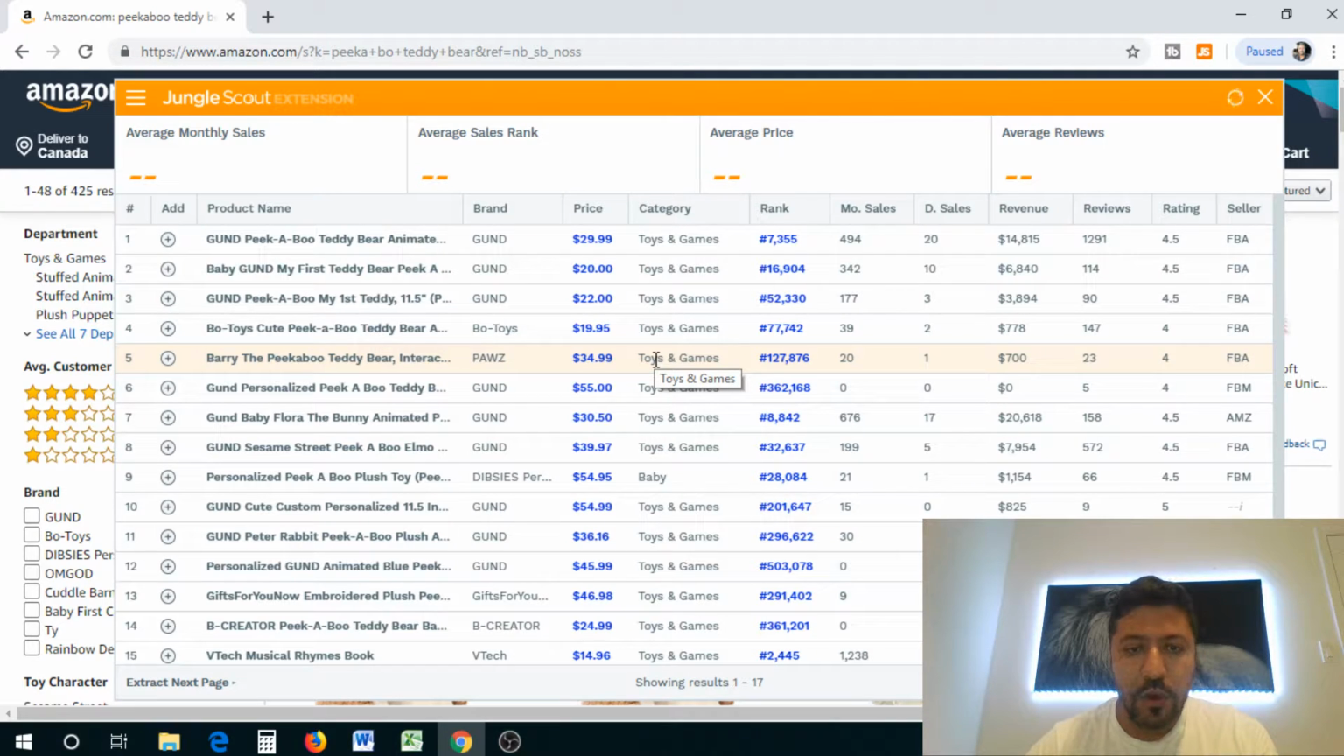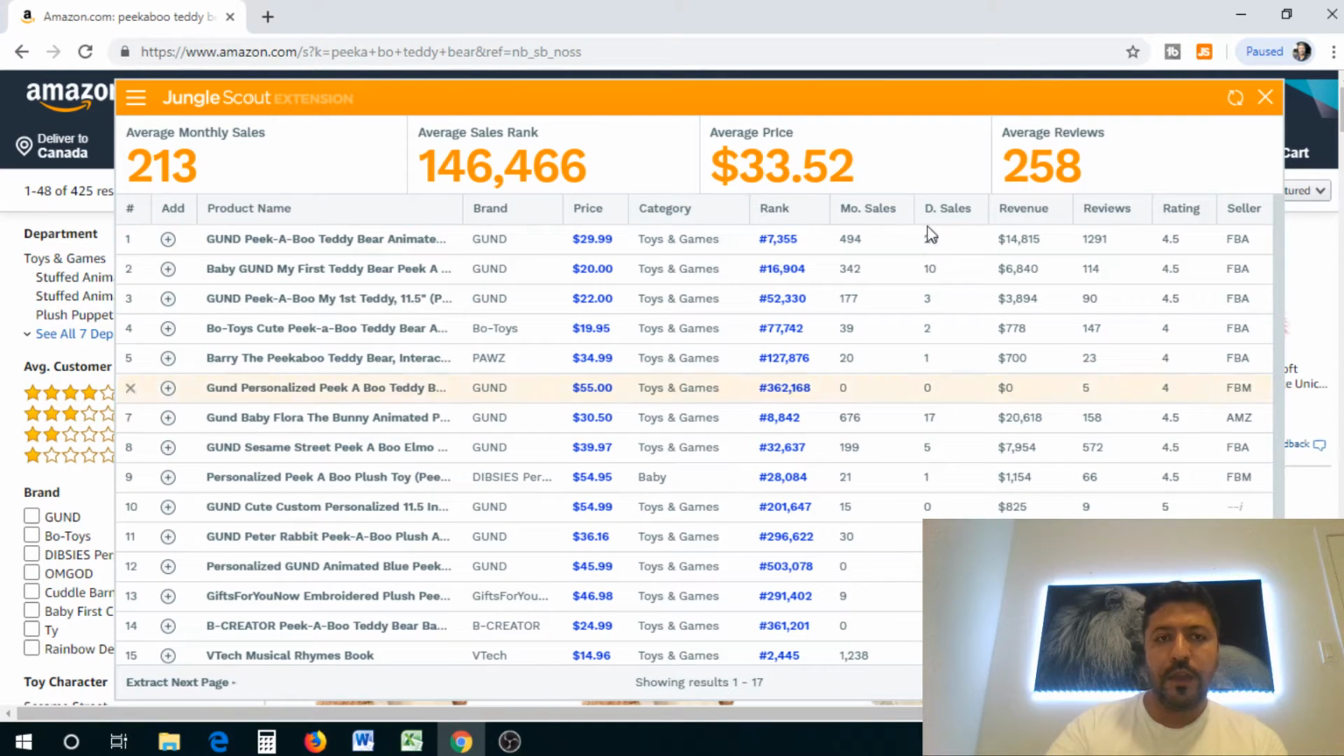So we're looking at, okay, there we go. This product sells about 213 units on a monthly basis. So 213 units of teddy bears. The specific peekaboo one sells, and it's not so much. Of course I'm not going to get into this product specifically, but this is just an example.